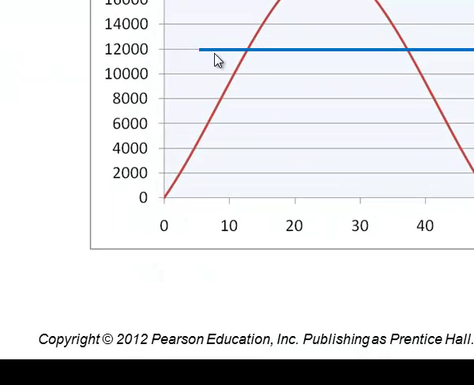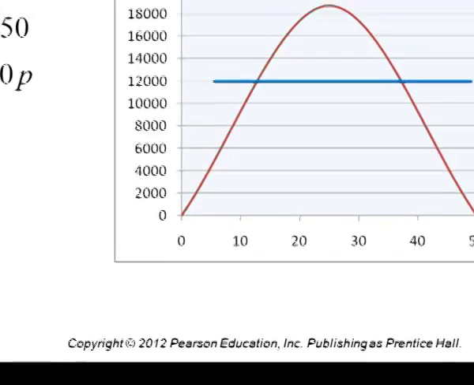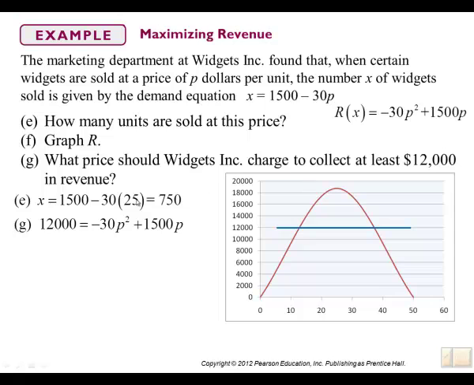And you can see if we draw a line at 12,000, there's going to be two places where we'll get a revenue of $12,000. So we substitute 12,000 in for R of X, and we get into our equation. Well, we have to apply minus 12,000 to both sides. Or in this case, what they did was they added 30P squared and subtracted 1500, left 12,000 on that side. But you could subtract 12,000 and then divide everything by negative 1. Either way, you get the same thing.